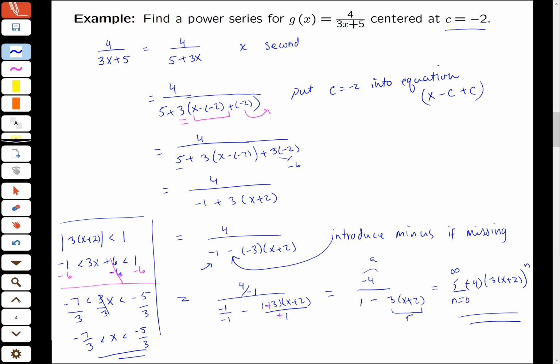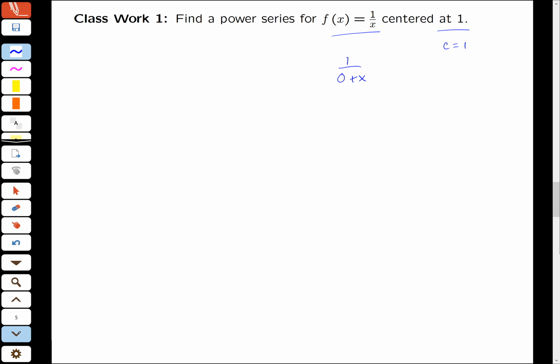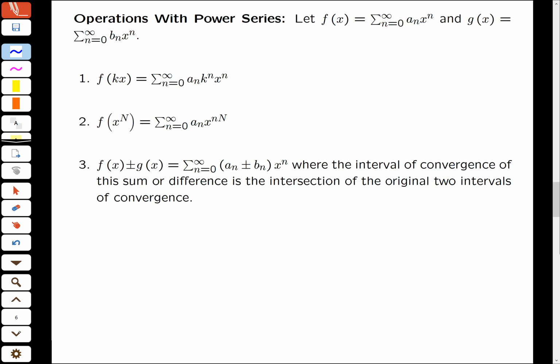Transition to the next topic. So operations with power series, what you can do is you can plug in values, f of k times x. So you're going to plug that in wherever you had seen an x. So if we know f of x is equal to a sub n x to the n, then you're going to plug in k times x where you see that x right there, and you'll get k x to the n, which is k to the n x to the n.